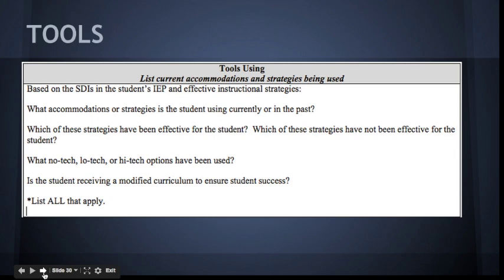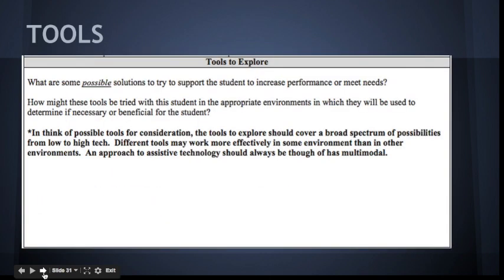So what are the tools that they're using? What accommodations or strategies are already in the student's specially designed instruction? List those out. What's working, what's not working? You may have a lot in here. Is the student receiving a modified curriculum of some sort or an adapted curriculum, and how's the student performing with that curriculum? And then that last one, tools to explore, again, is where you're thinking of possible tools for consideration. These are tools that you would explore from a very large spectrum of possibilities.